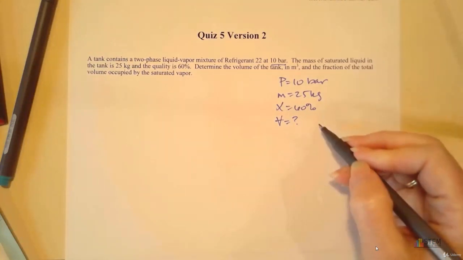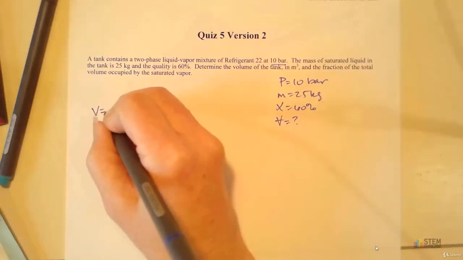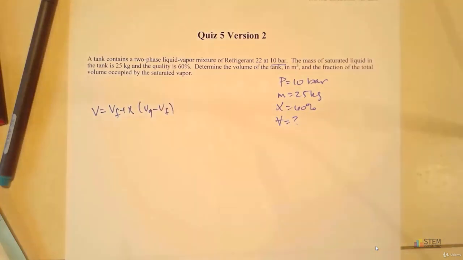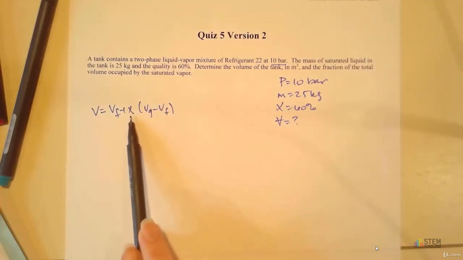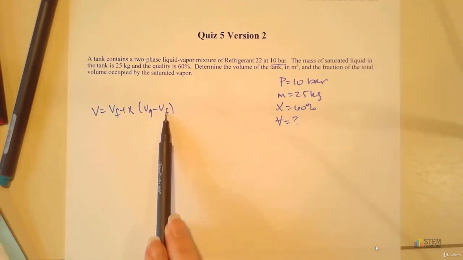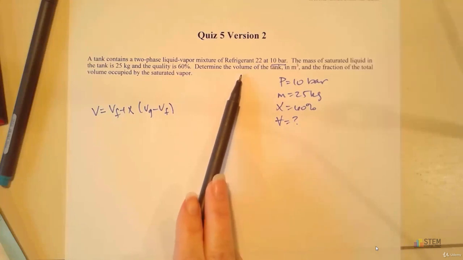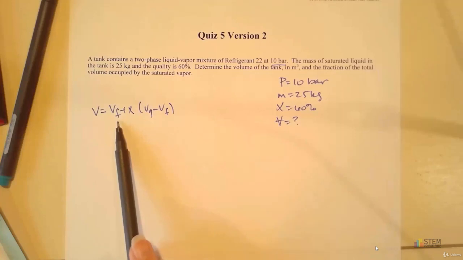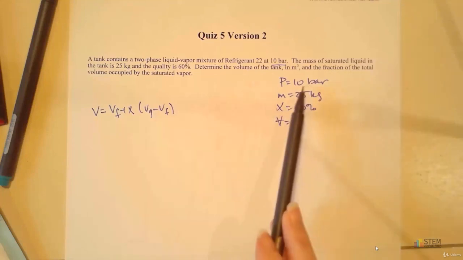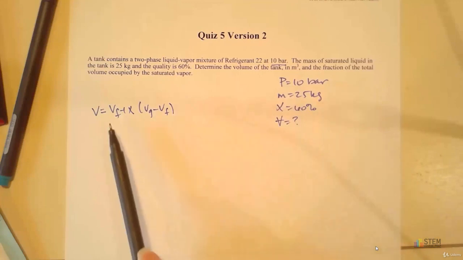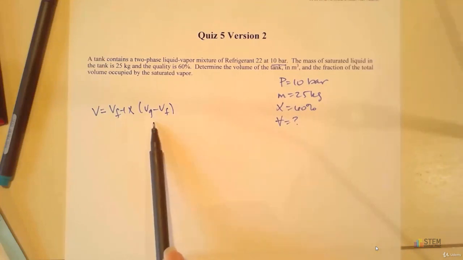The equation we are going to start with here is V equals Vf plus x times (Vg minus Vf). This is a good equation because it's got quality in here. We want to find volume. This is specific volume, but we could still use it to find regular volume. So let's use this equation. Now what you're going to do is look up your information in your table. You can use the pressure of 10 bar, look in the saturated table, and you'll be able to find Vf and Vg values.